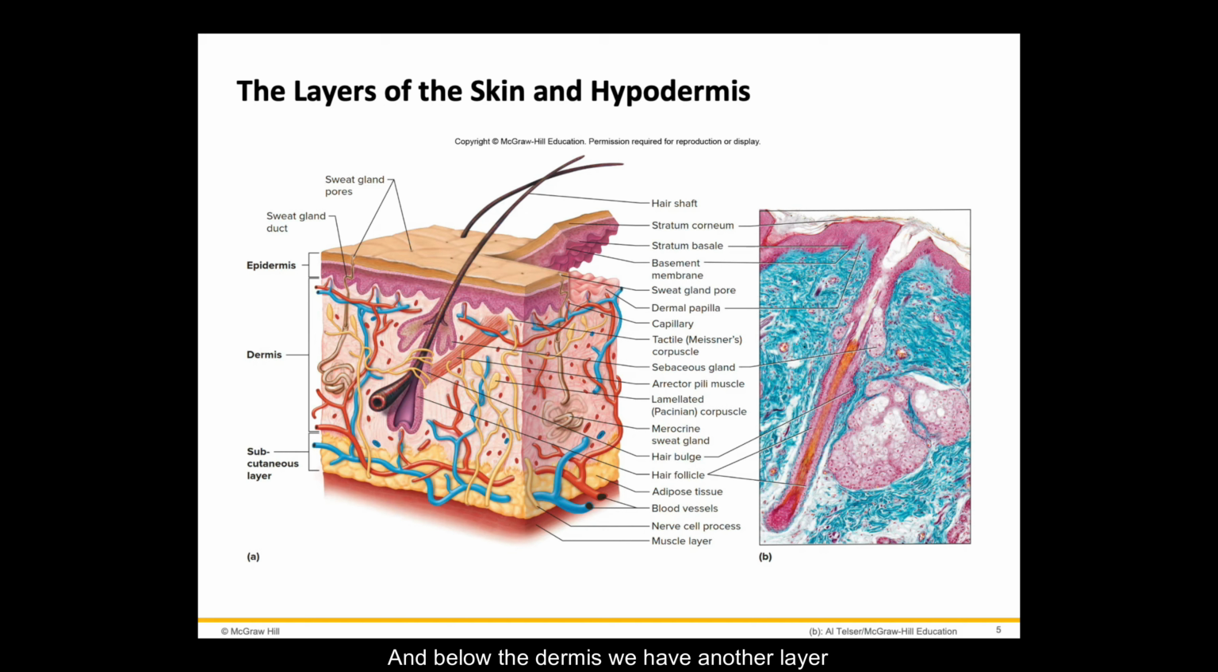And below the dermis, we have another layer which is not considered a true part of skin, but nonetheless, it's a layer which separates the dermis, or in other words, which separates the skin from the underlying muscle. This layer is called the subcutaneous layer. This layer is primarily made of fat tissue, and large blood vessels run in this layer.